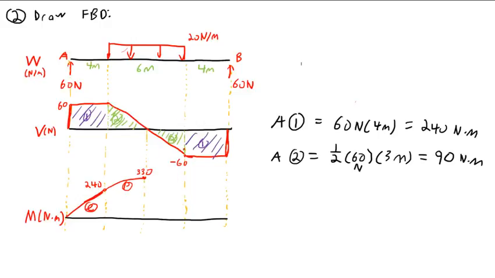And now we're going to go back down. This triangle here has a magnitude of 90, but it's below the x-axis. So it will go down by 90, so we'll go down to 240. And I'll go ahead and put a P for a parabola. And finally, we'll go back down to 0. This has an area, a magnitude of 240, but it's negative. It will cause a drop of 240 newton meters between this point and this point. And there we have it.